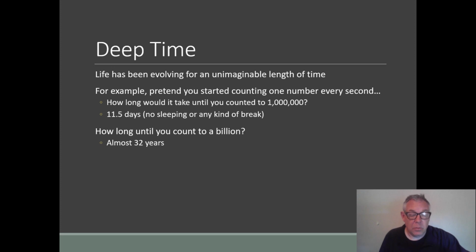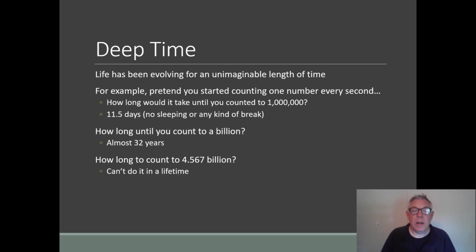So then, okay, let's say you wanted to do this to represent how old the Earth is, 4.6 billion or so. How long would that take you? I mean, you couldn't do it in a lifetime, right? If all you did was count and never did anything else, including sleeping, you could never get anywhere near the value of how many years old Earth is. That's how you can get your mind around it.